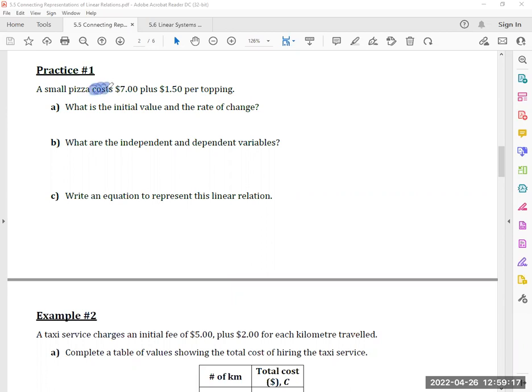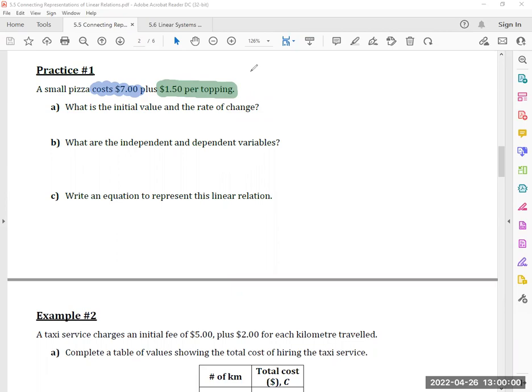Let's see. This plus this per topping. And here's a hint. It may not always be available to you, but if you see the word per something, it automatically means that it's a unit rate. It's some kind of fraction. It's $1.50 per something. And that fraction should tell you what the rate of change is. Look for the per. That's a key word. Is it always there? No, but it's a really good clue.